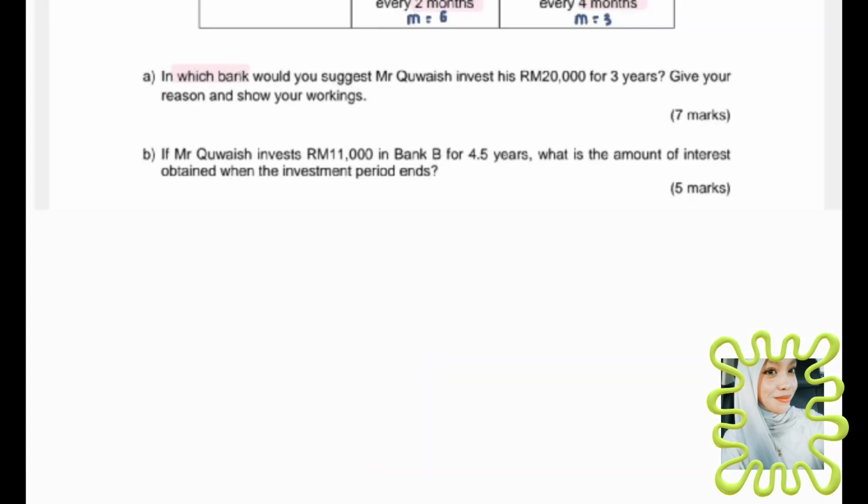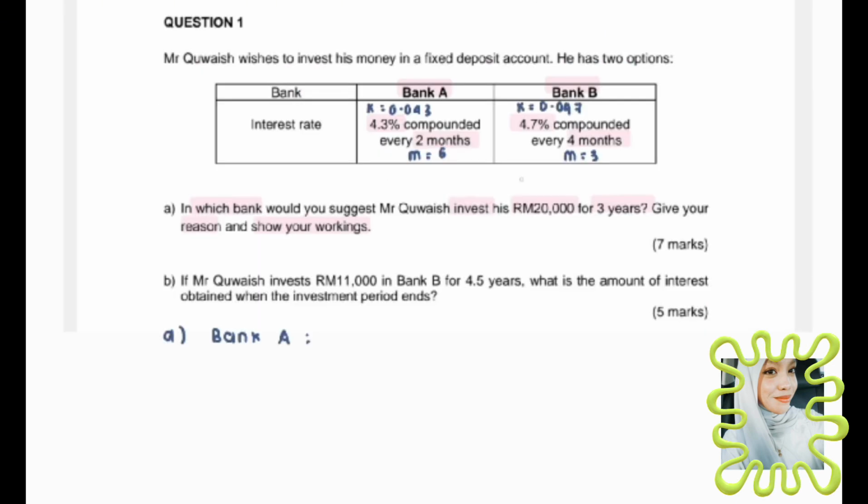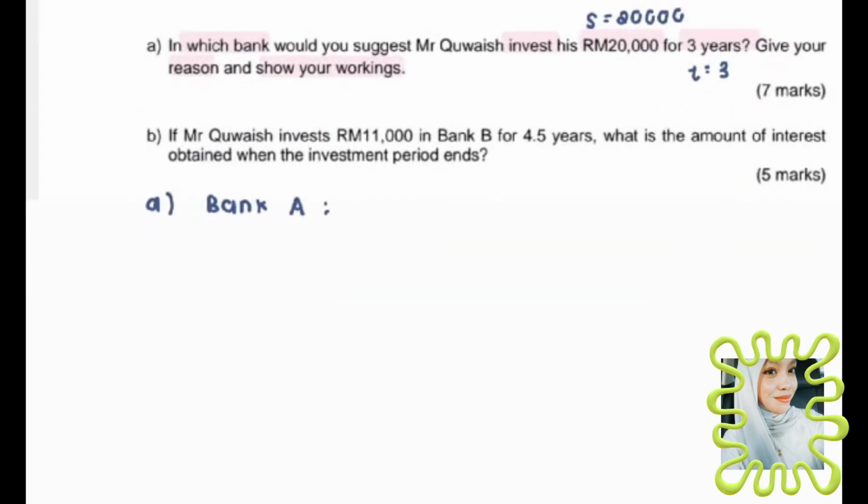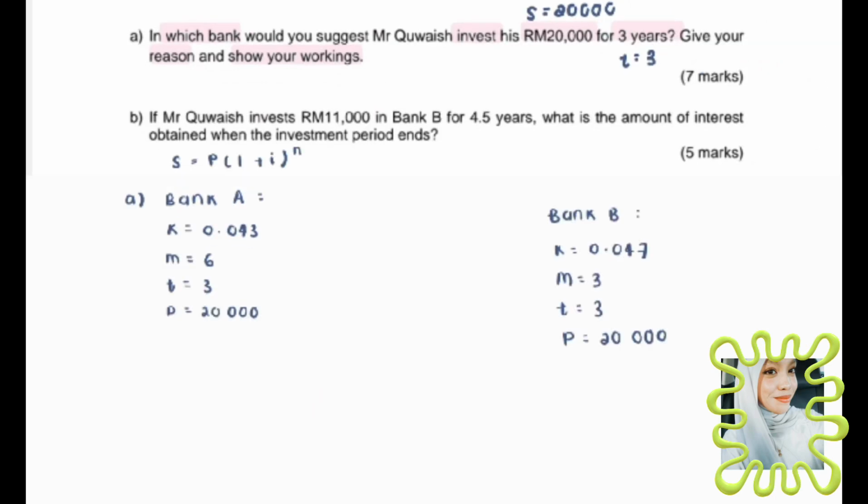Question A. In which bank would you suggest Mr. Quaish to invest his RM20,000 for 3 years? Give your reason and show your workings. So here we get the value of S equals 20,000 for 3 years, which is the value of T. For this question, we are going to use the formula of compound interest, which is S equals P(1 plus i) to the power of n. So here are the values for Bank A and Bank B.